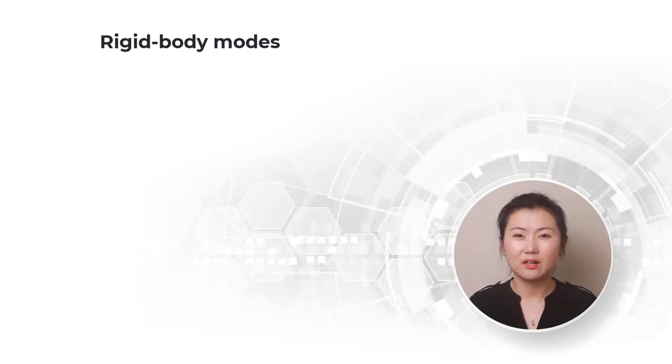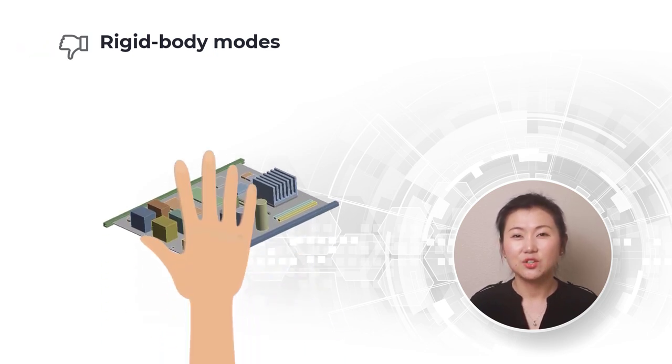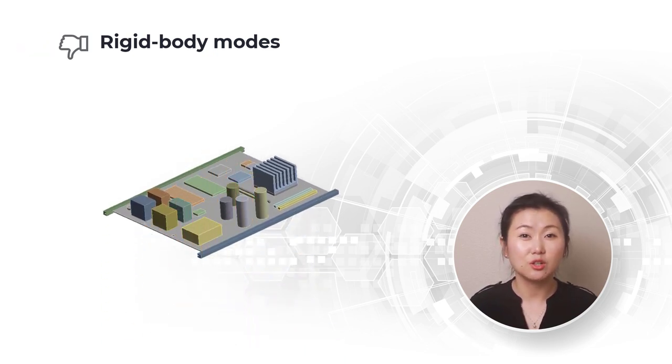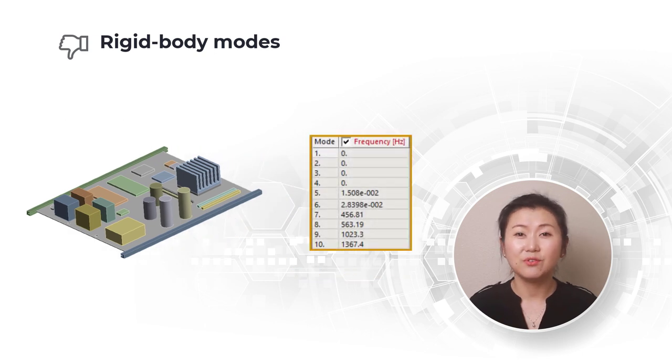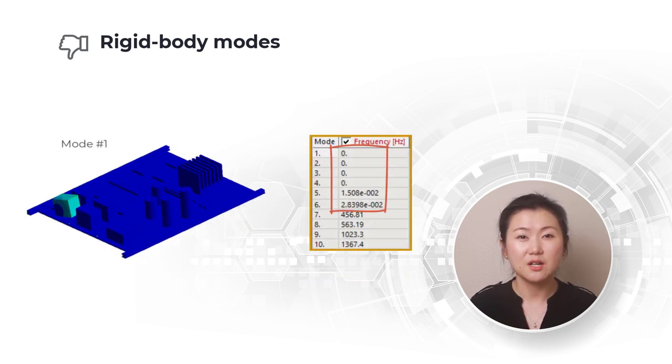As we mentioned earlier, we may or may not want rigid body modes. Let's first start with the case where rigid body modes are undesired. Imagine that you need to perform modal analysis on a circuit board structure. What you expect from the modal analysis is a series of natural frequencies and mode shapes that describe the dynamic characteristics of the system. However, when you check the model results, you find that the first several frequencies are zero, and the mode shapes are showing something not realistic at all.